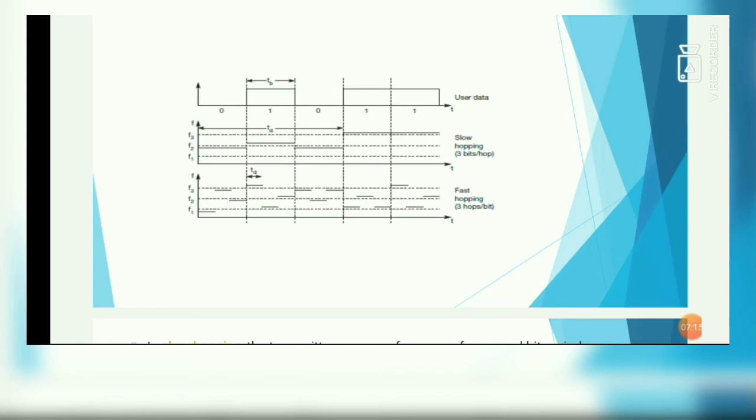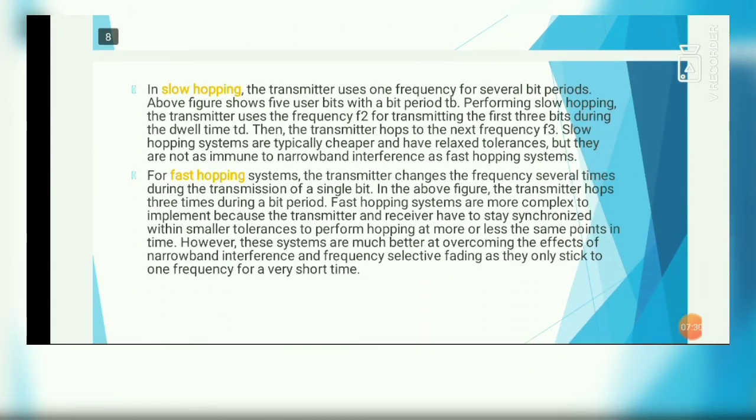Okay. So for each bit of user data we have 3 hops in fast hopping, but in slow hopping each hop occupies 3 bits. So that is the difference between these two. The fast hopping systems are more complex to implement because the transmitter and the receiver have to stay synchronized within smaller tolerances to perform hopping at more or less the same points in time. However, these systems are much better at overcoming the effects of narrowband interference and frequency selective fading, as they only stick to one frequency for a very short time.